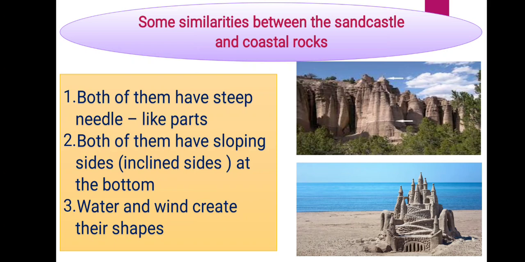Okay, number three, and finally, the water and the wind create or make their shapes. We know that the wind and the water can damage, and this can make the sandcastle disappear. When the sea waves or the water hit the sandcastle, it will disappear because the sea waves, wind, or water move the sand of the sandcastle from one place to another place.